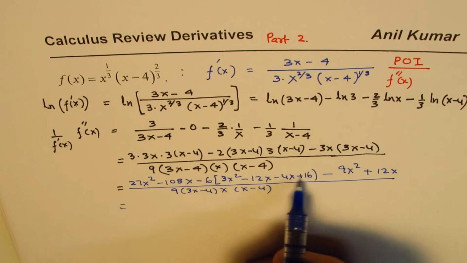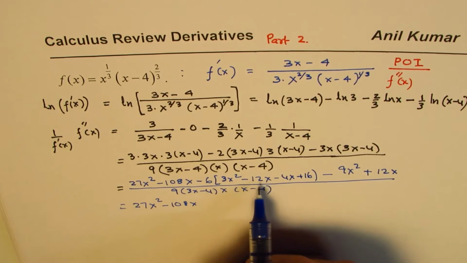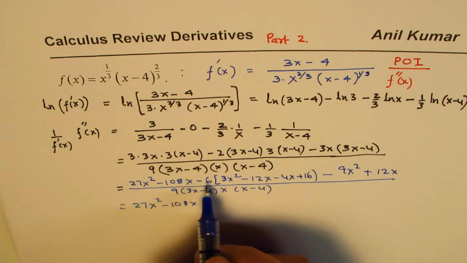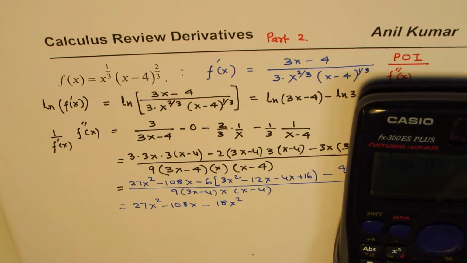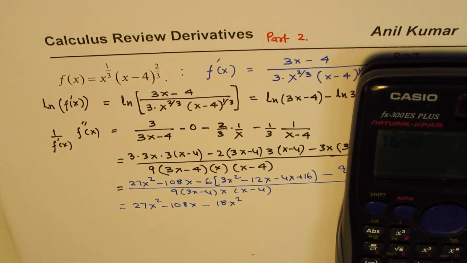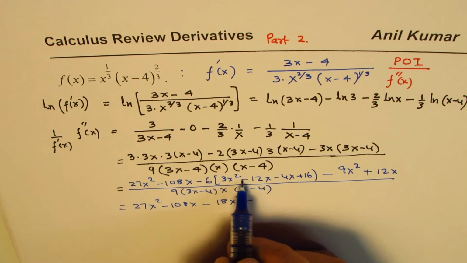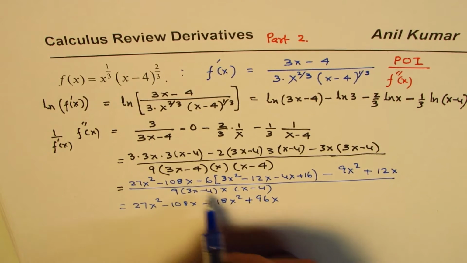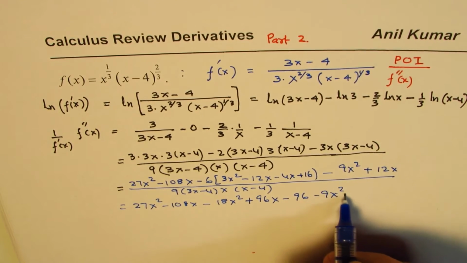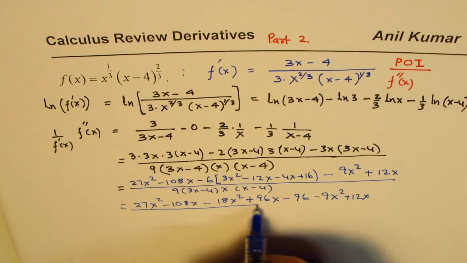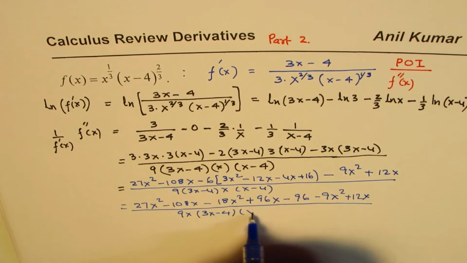And now we'll open this bracket and then again simplify. 27x squared minus 108x. This 12 and 4 is 16, right? So first multiply these. 18x squared, and then we have 16 times 6. Okay, 16 times 6 is 96. So we'll write 96x with a negative, and negative becomes positive, so 96x, and then 16 times 6 again 96. That's good. And we have minus 9x squared plus 12x divided by all this. Let me rearrange this time: 9x times 3x minus 4 times x minus 4.